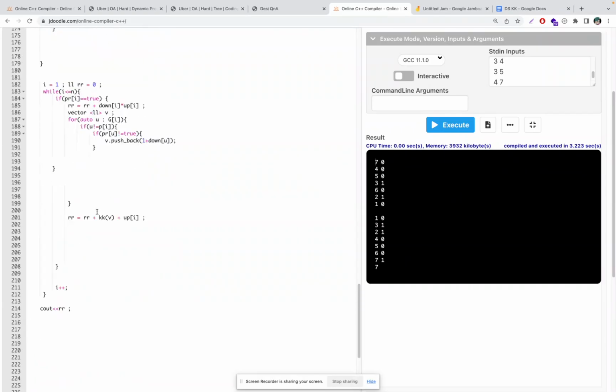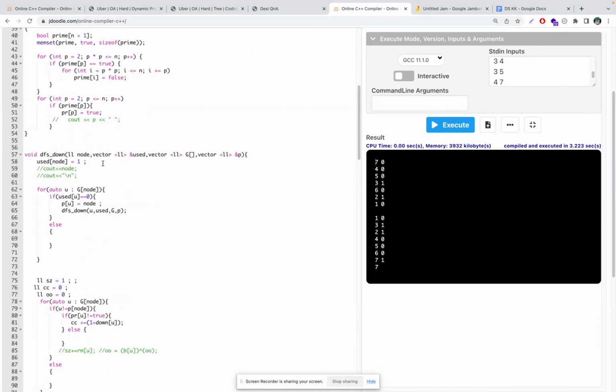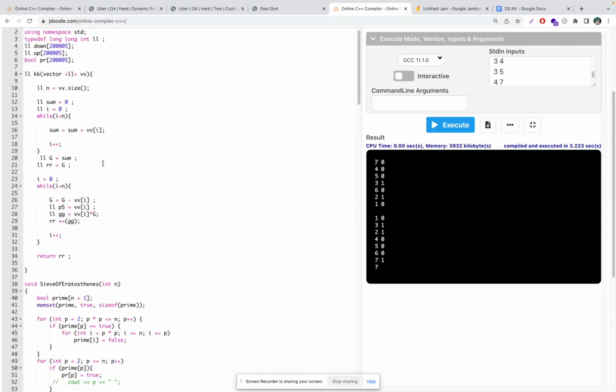Then how I'm calculating the final answer: I'm iterating through all the nodes 1 to n, only if the current node is prime. Okay, so I want to calculate all the number of paths which are coming out of this prime number. So what I do is down of i into up of i, just like I taught you guys. Okay, and also I add down of i plus up of i. See, plus up of i I have done here, and down of i automatically happens in this step only.